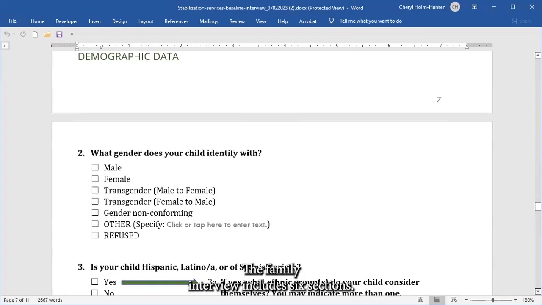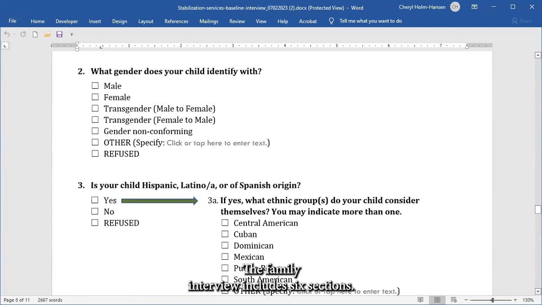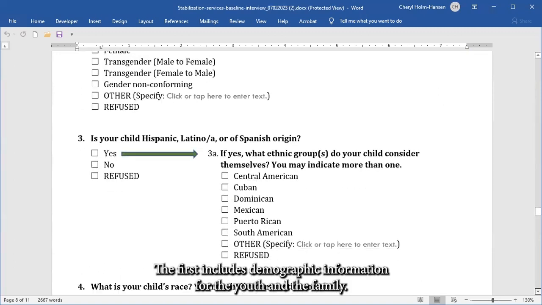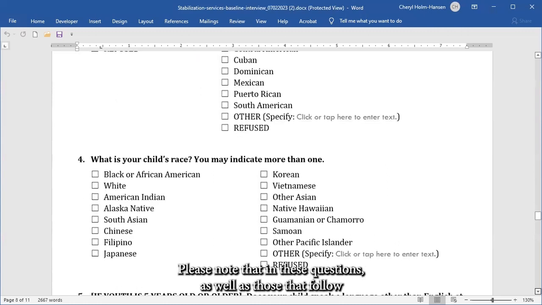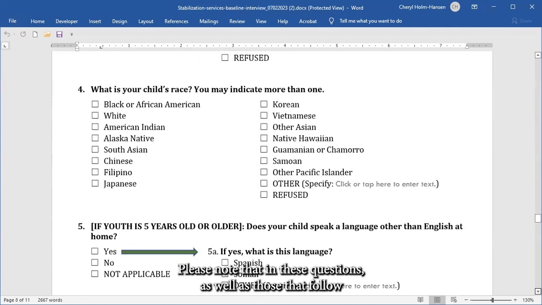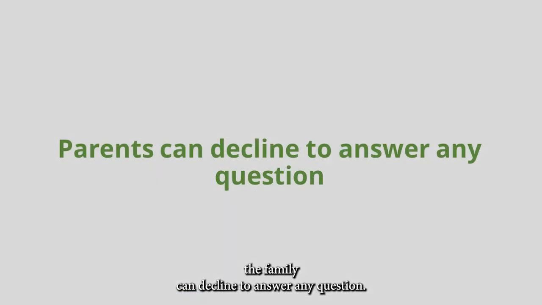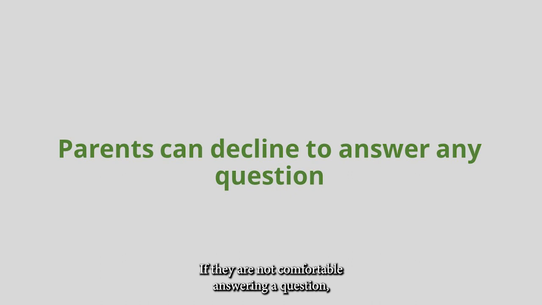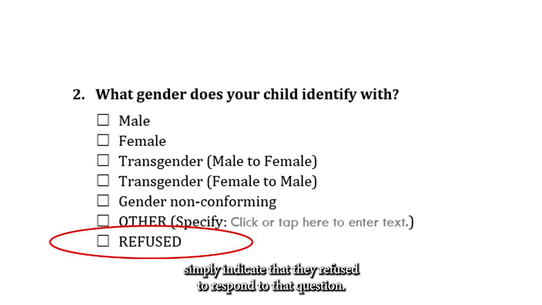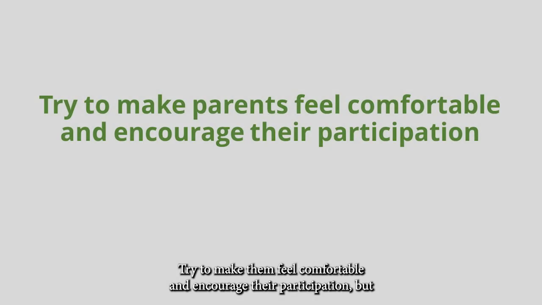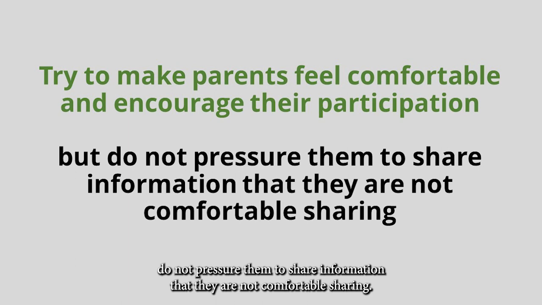The family interview includes 6 sections. The first includes demographic information for the youth and the family. Please note that in these questions, as well as those that follow, the family can decline to answer any question. If they are not comfortable answering a question, simply indicate that they refused to respond to that question. Choosing not to respond to a question is their right. Try to make them feel comfortable and encourage their participation, but do not pressure them to share information that they are not comfortable sharing.